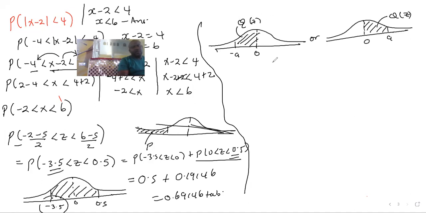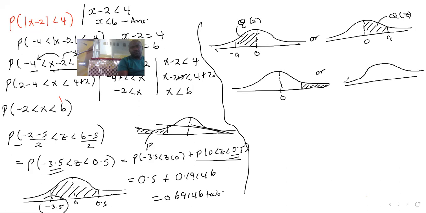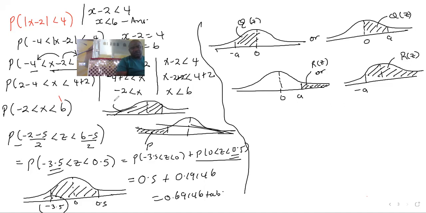Then finally, if you have used R, then your shading must be beyond. Or it can come from the negative to the positive. Maybe this is A, this is negative A. This is R of Z. For this other case, you can come from this one. Also, this is P of Z.